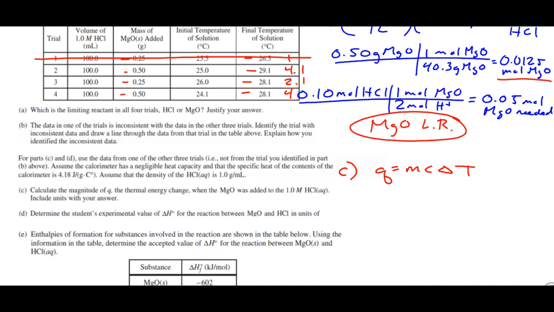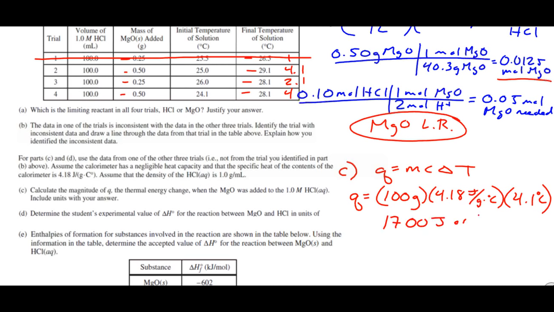So I'm just going to use trial 2. Be mindful that it said that the density is 1 gram per 1 mL. So right away, I am saying that the HCl is basically 100 grams. This is the specific heat capacity. And then my temperature change, I already figured that out, is 4.1. So I get 1,700 joules or 1.7 kilojoules.